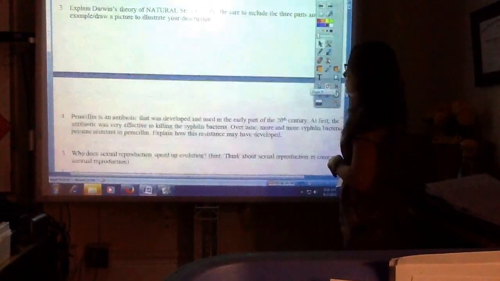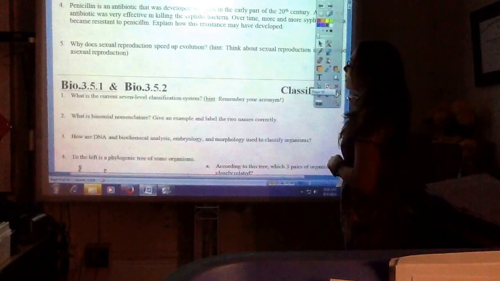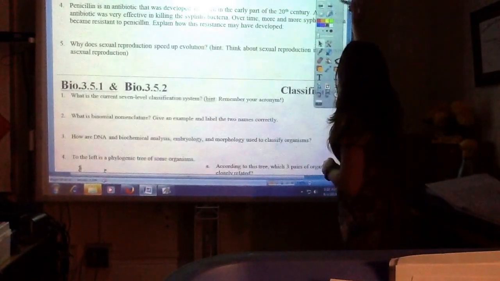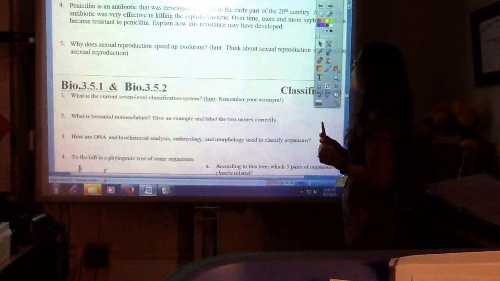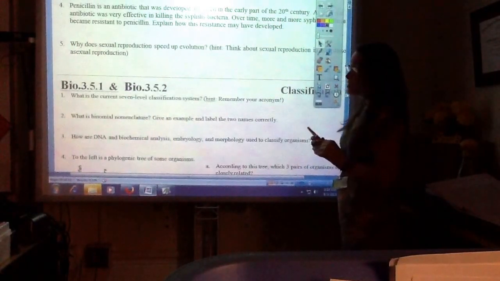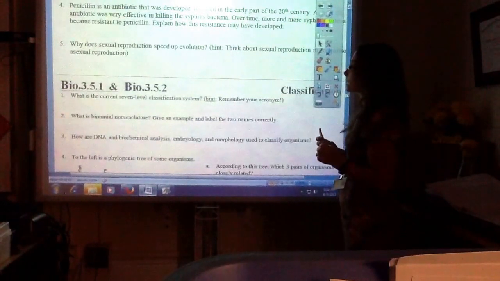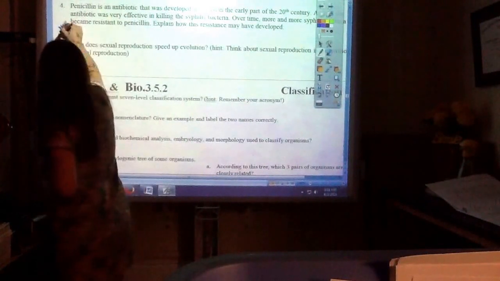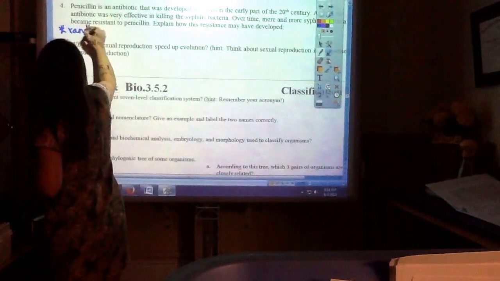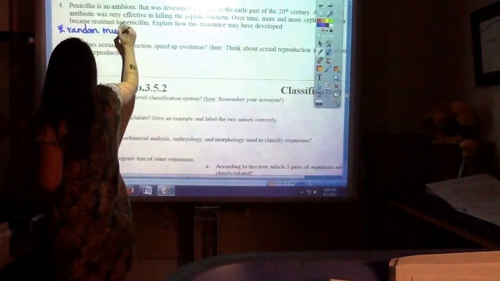And so when we look at penicillin, it's an antibiotic that was developed and used in the early part of the 20th century. At first, the antibiotic was very effective in killing the syphilis bacteria. Over time, more and more syphilis bacteria became resistant to penicillin. Explain how this resistance may have developed. The most important thing to know is that there would have been random mutations.